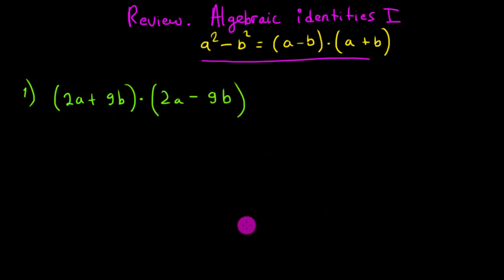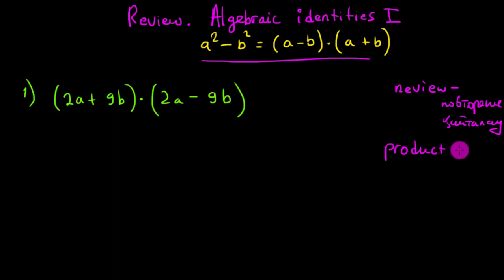Okay, before this one, let's make some notes of new words. Review means повторение, қайталау. Okay. Here this is the product. So what is the product? It means произведение or кубительное.